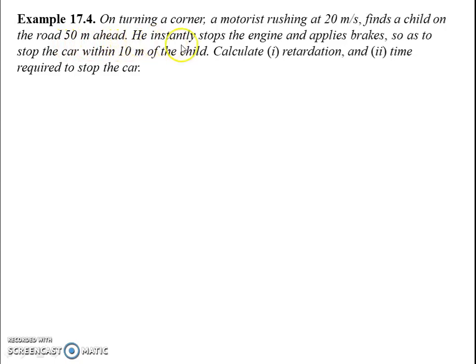He instantaneously stops the engine and applies the brakes so as to stop the vehicle within 10 meter of the child. The child is 50 meter ahead and he is able to stop the vehicle at 10 meters distance from the child. So calculate the retardation and time required to stop the car or scooter. Whatever it may be, we will see.